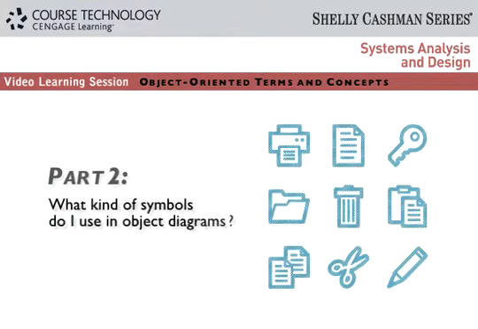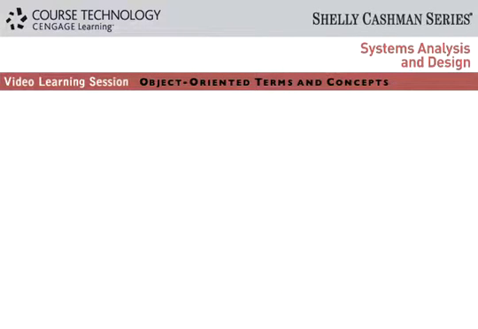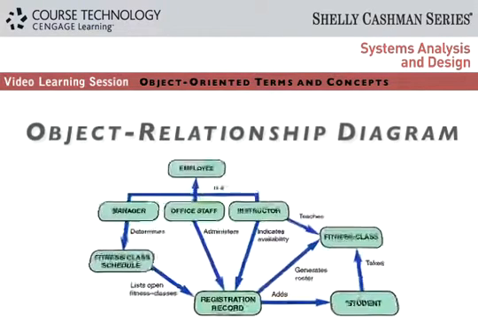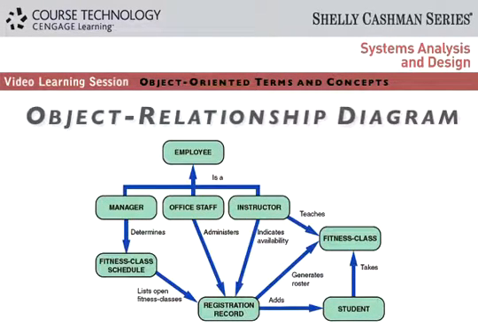Part 2 is an introduction to object modeling. As you'll see, an object diagram can use generic shapes, UML symbols, or both. Here's an object relationship diagram for a fitness center that uses generic shapes. Rounded rectangles show the fitness center objects, and arrows show the relationships.